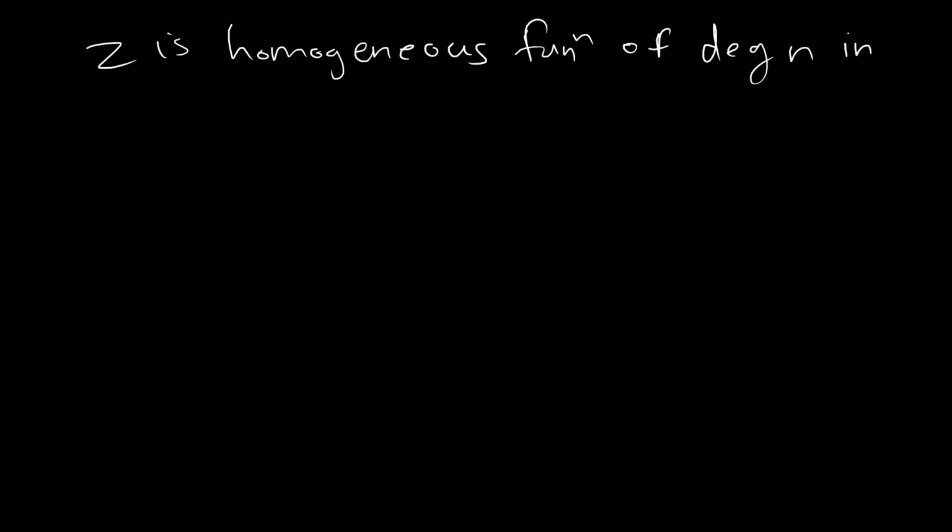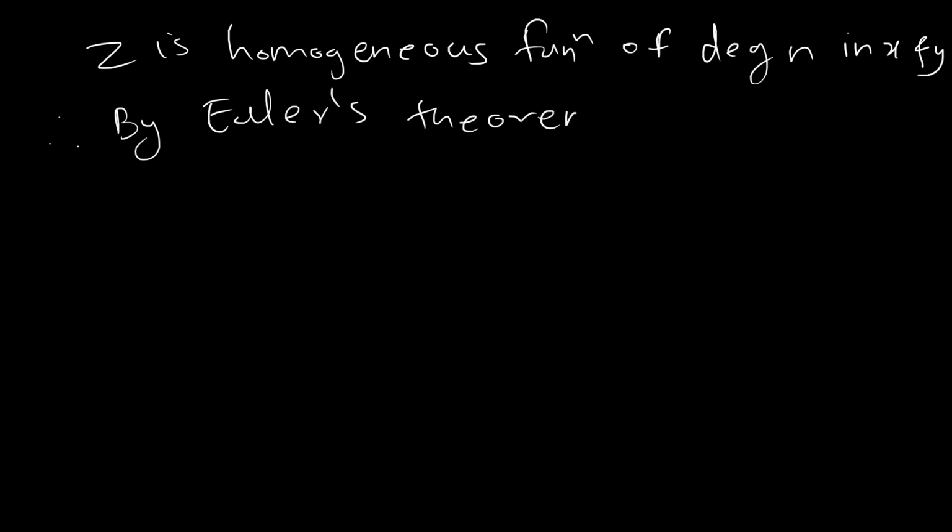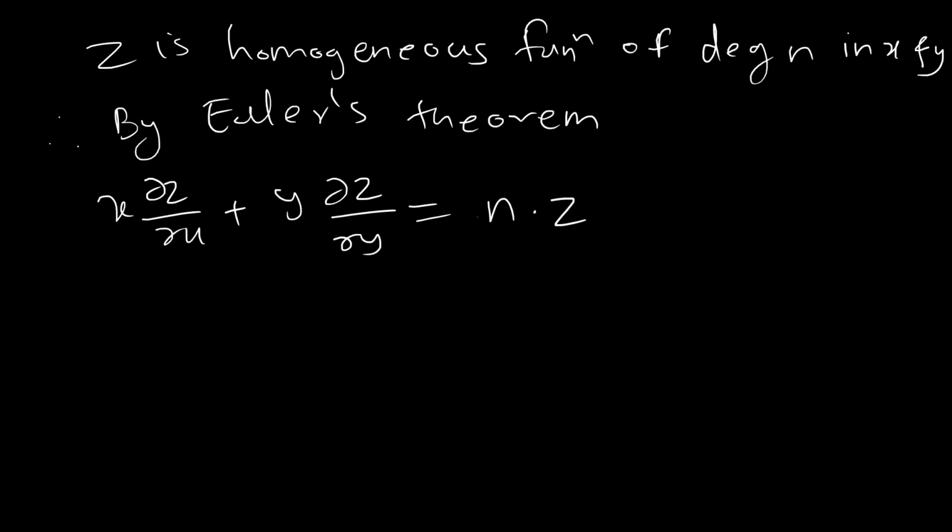To prove this, we will use the given fact that z is a homogeneous function of degree n in x and y. Therefore, by using Euler's theorem, x times dou z by dou x plus y times dou z by dou y equals n into z. That is, but z is our function f of u, so it will be n into f of u. So let us write this as equation number 1.